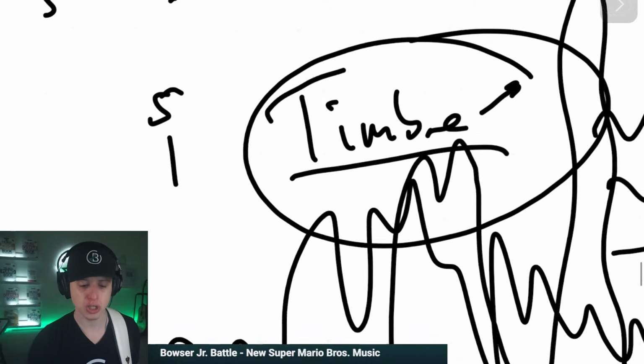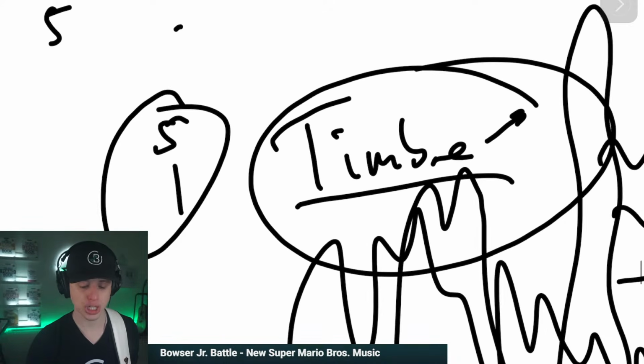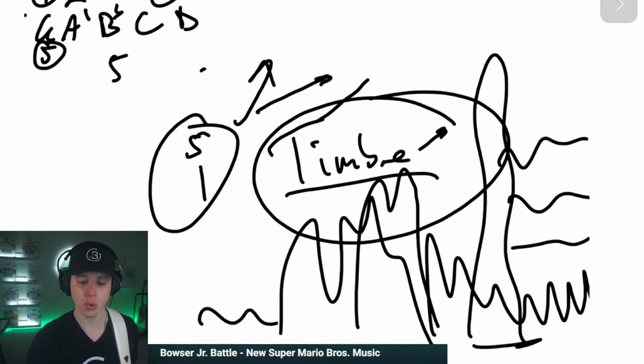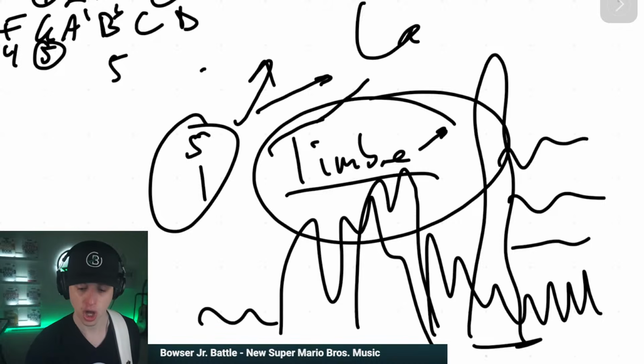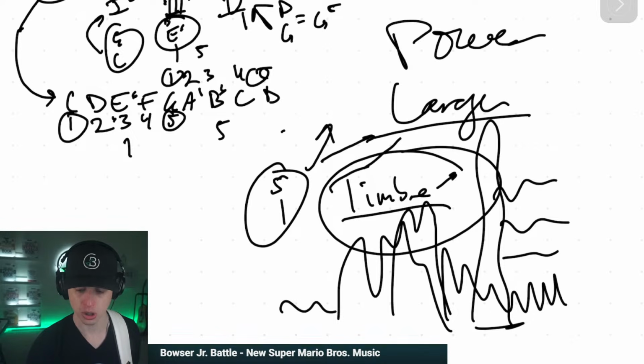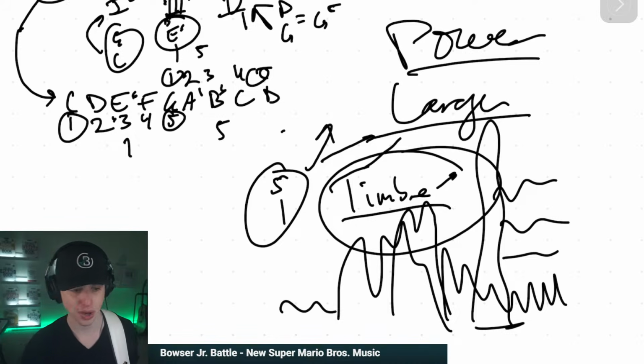And so what happens is when you bring a 1 and a 5 together and you put distortion on it, distortion increases the number of overtones, especially towards the higher end, which actually makes the sound larger, hence the power in the power chord. All right, let's keep it going.